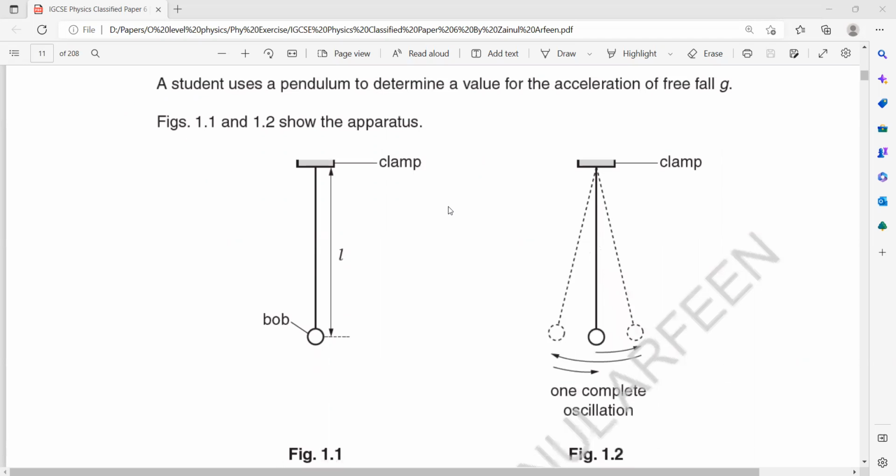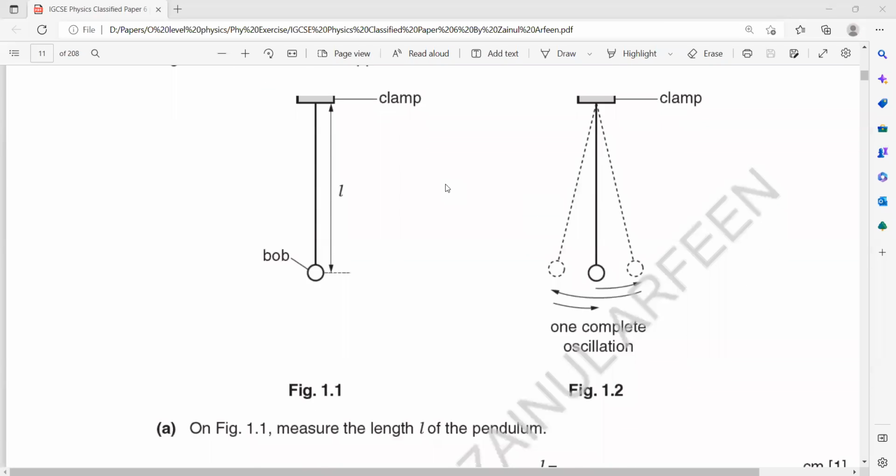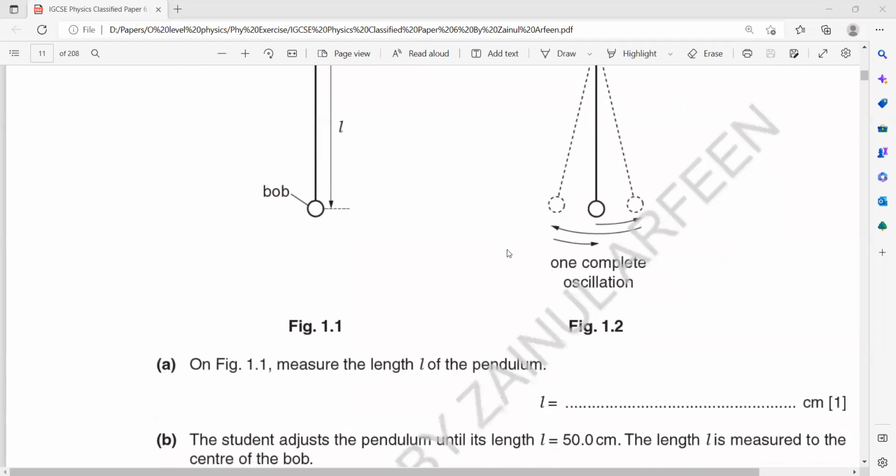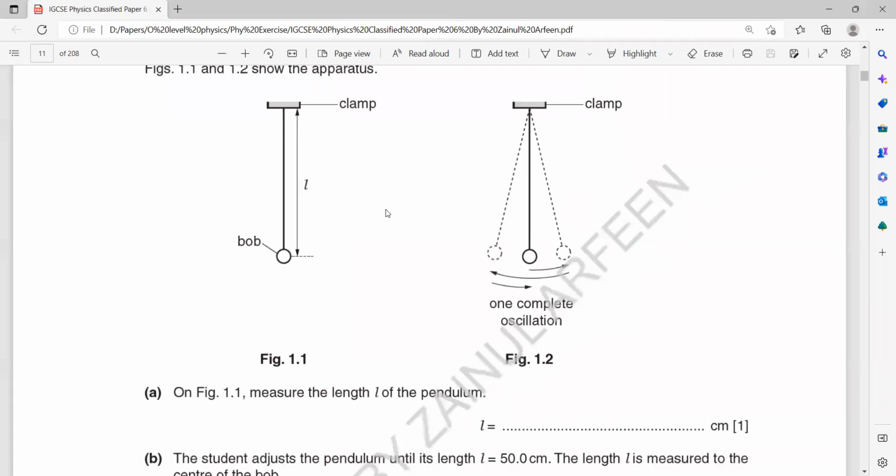A student uses a pendulum to determine the value of acceleration of free fall or gravity. Figures 1.1 and 1.2 show the apparatus. You can see the apparatus. On the figure, measure the length. So you just use your scale or ruler and measure the length. It's not necessary that the marking scheme answer and your answer will be the same, because the paper size will be different.